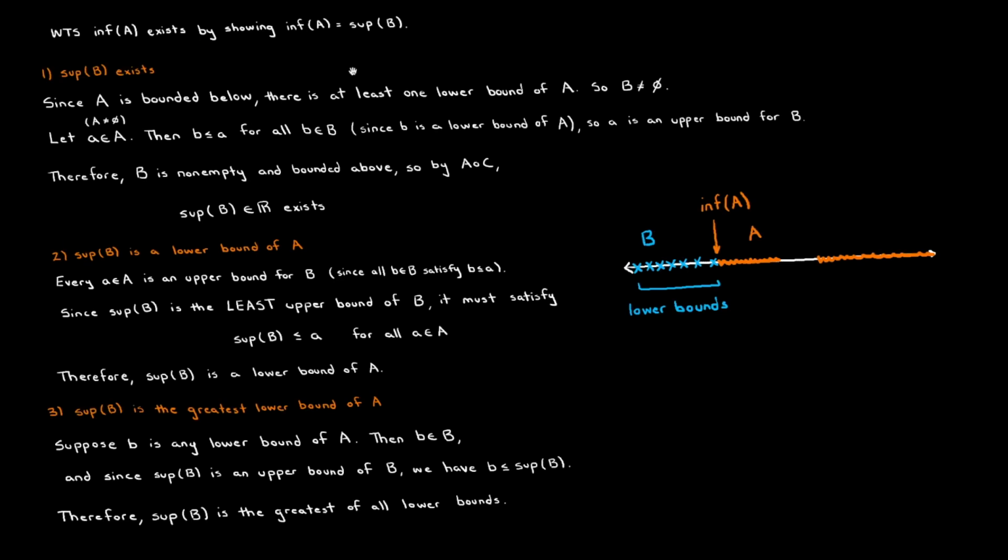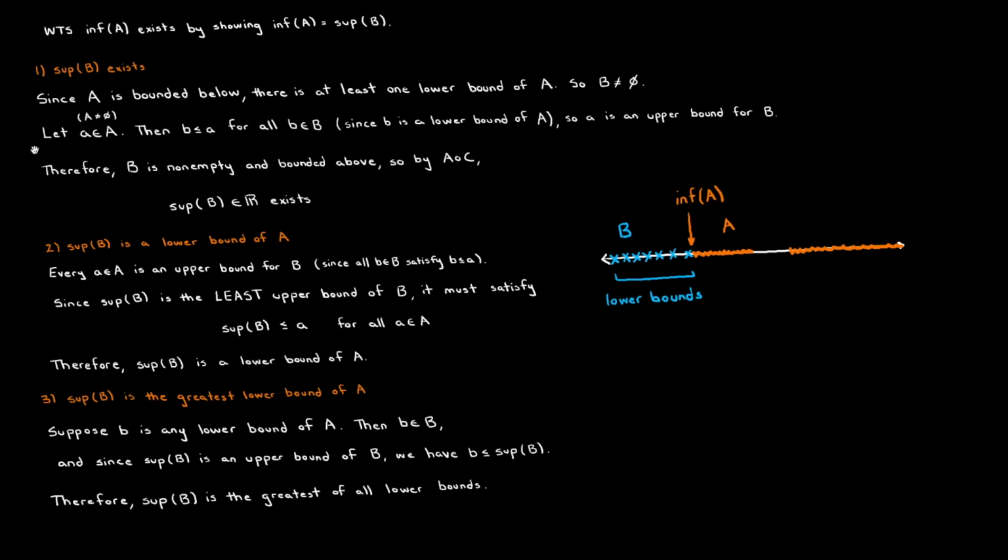To complete this proof, we actually need to show three things. The first thing we need to show is that the supremum of B exists as a real number. Next, we have to show that this real number is indeed the infimum of A, which requires showing two conditions. So let's begin by showing that the supremum of B exists. To show that it exists, we will want to invoke the axiom of completeness. And so for this approach to work, we have to show that B is non-empty and also bounded above. Well, since A is bounded below by assumption, there is some lower bound for A. And since B is the collection of all lower bounds for A, it must have that lower bound of A. And so therefore, B is non-empty.